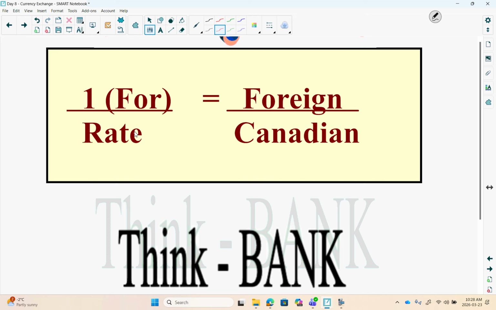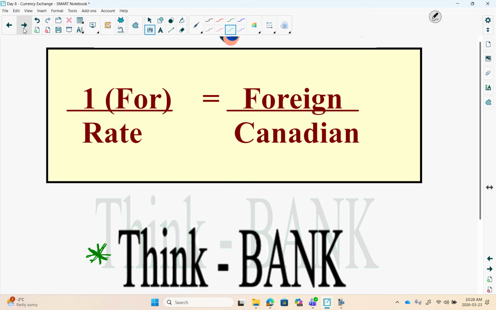So it's 1 over the rate equals the foreign over the Canadian. And this is kind of the key. You have to think about what's happening from the bank's perspective. So if the bank is buying, you'd use the buying rate. If the bank is selling, you'd use the selling rate.